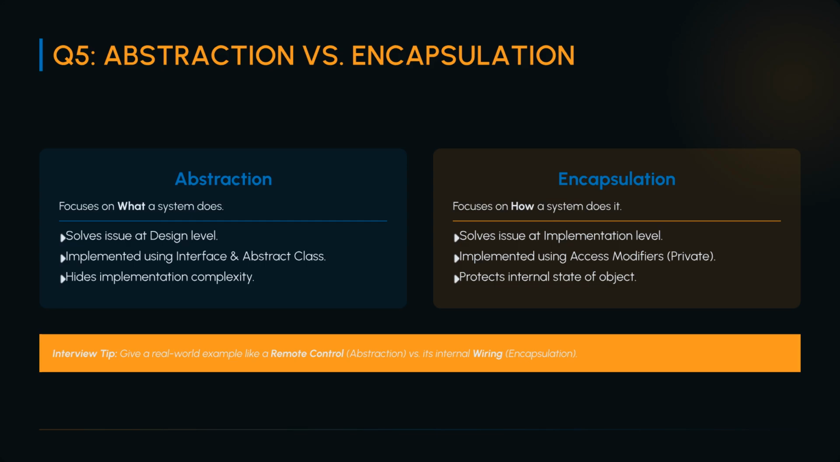For example, if you go to an ATM to withdraw money, you only see the options like withdraw, deposit, and check balance. You don't know how the transaction is being processed internally. That's called abstraction. Now inside the system, your account balance is not directly accessible. It's protected and can only be modified through a method like the withdraw or deposit method. That's called encapsulation. So in this way, I explained the difference between abstraction and encapsulation. So always be prepared to quote an example.